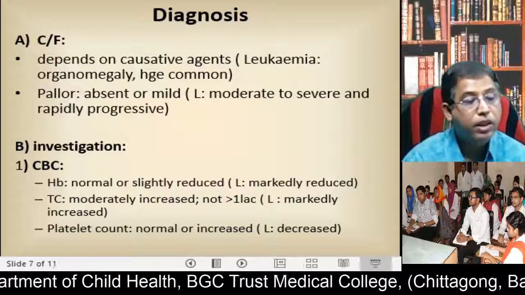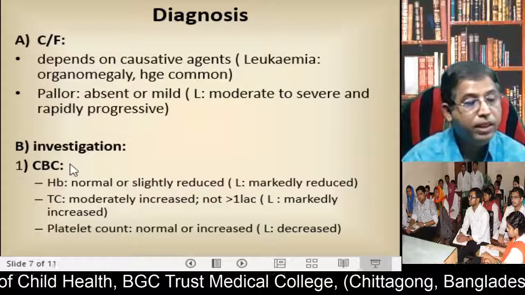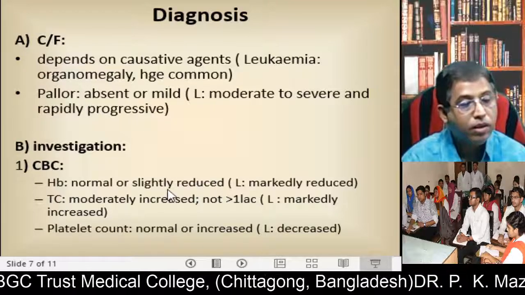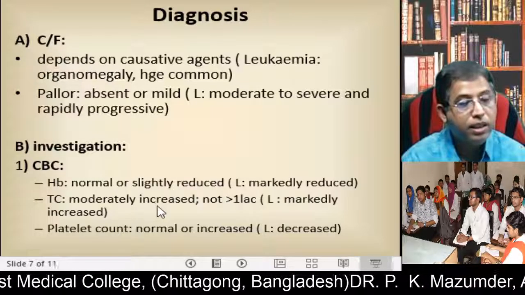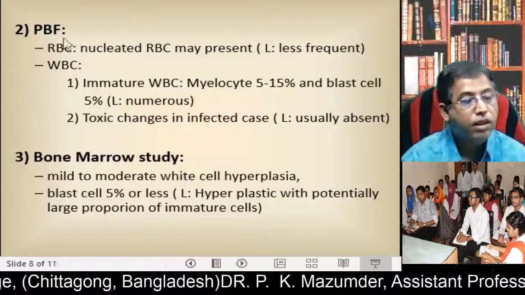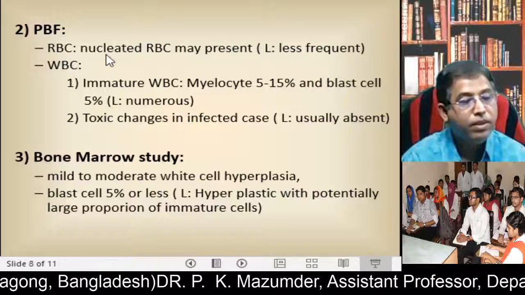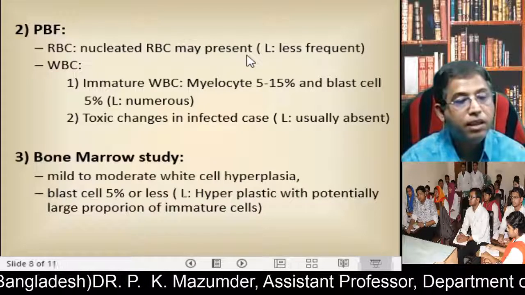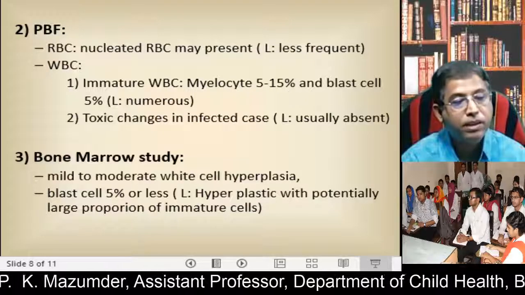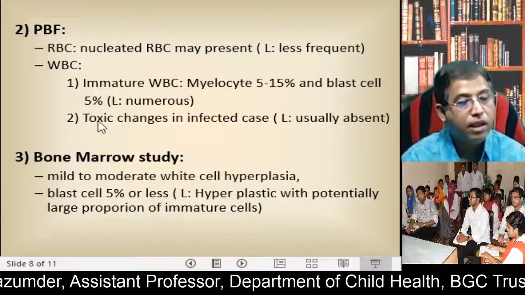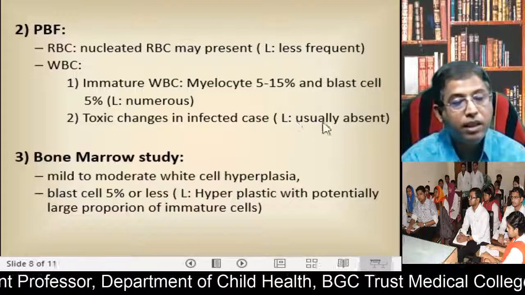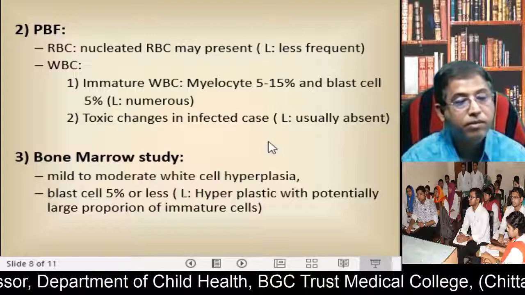Now, if you do the investigation, in the complete blood count, hemoglobin is normal or slightly reduced, total count moderately increased, platelet count normal or increased. If you do the peripheral blood film, nucleated RBCs may be present, WBC immature cells, myelocytes 5 to 50%, and blast cells less than 5%. And toxic changes in the infected cases; in leukemia, usually this is absent.